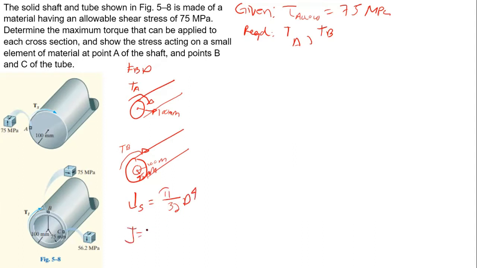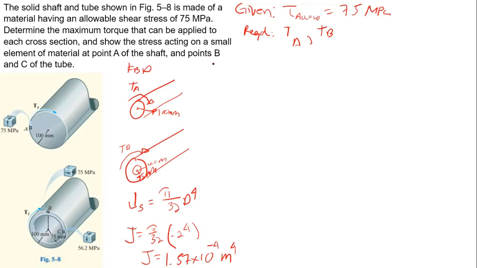So substitute lang natin yung value. So pi over 32. So yung diameter, kung given tayo dito ng radius na 100 mm, so ang diameter natin is 200 millimeters. And converting 200 millimeter into meters, magiging 0.2 meters. So 0.2 to the fourth. So ang J natin is 1.57 times 10 raised to negative 4 meters raised to the 4.